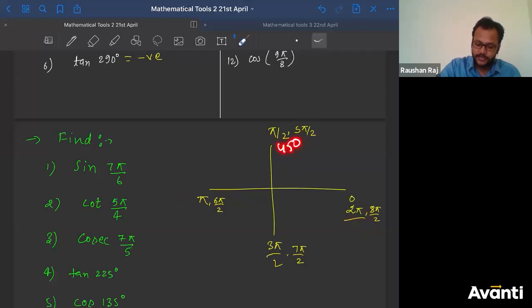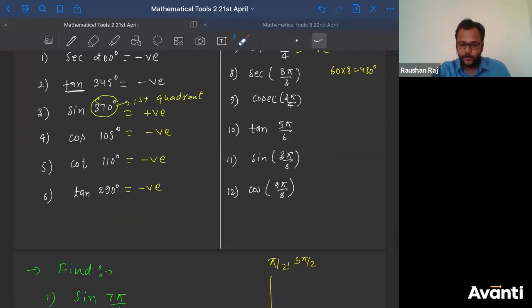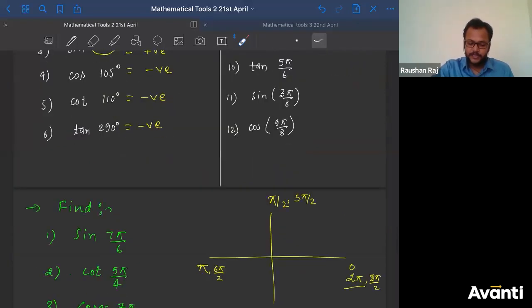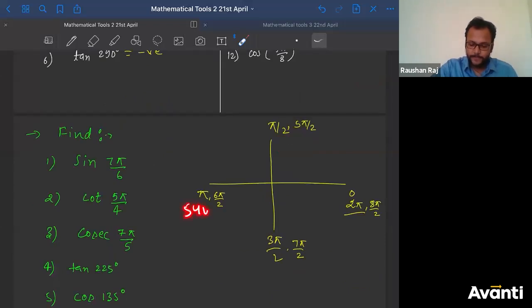450 degrees. This will be 540 degrees. I'm talking about which angle? I'm talking about 480 degrees. Okay? So this is 540. This is 450. Somewhere here, angle 480 will lie. So in which quadrant are we talking about? Second quadrant. If you are going to convert this into degrees, you have to do like this.